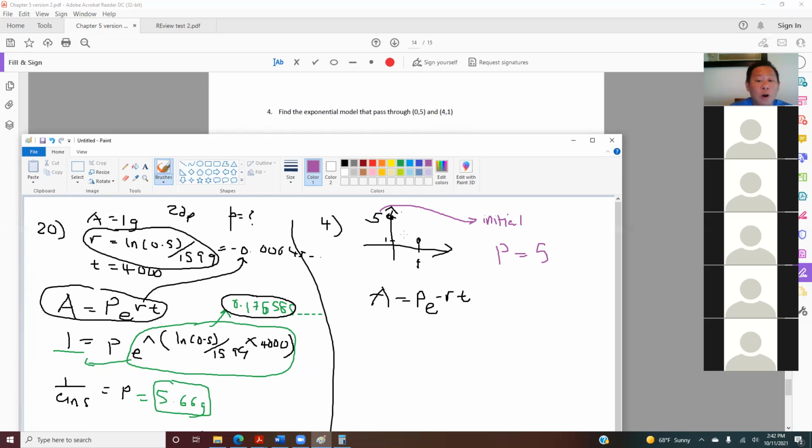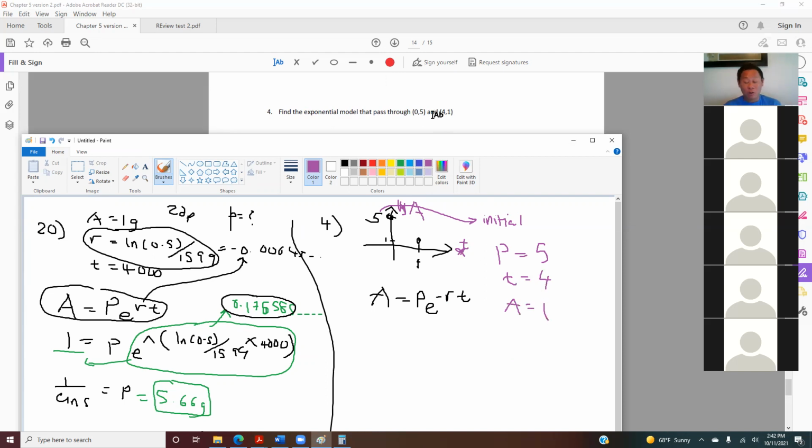So we need to figure out the rate so we can find (4, 1). If you draw this, it used to be X and Y, right? But if you look at this equation, the Y in this case is actually your A, and your X in this case is your T. This is your time. So now if you look at this (4, 1), 4 in this case is your T, while your A in this case is 1.